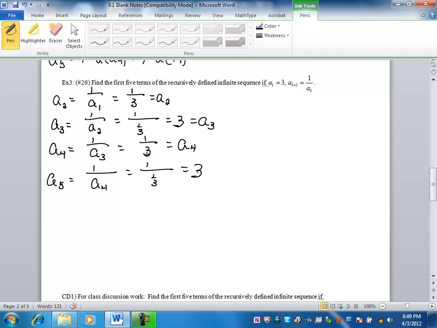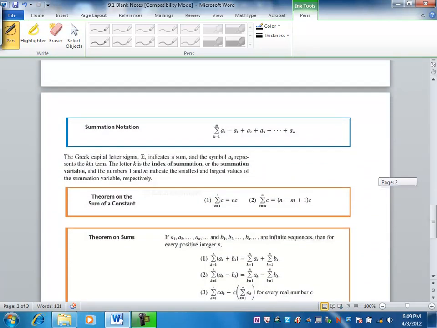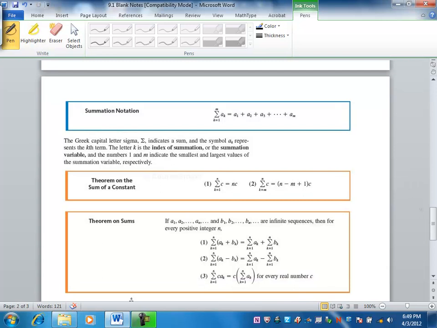Now, we have some theorems here that help us out with some results. First of all, let's introduce some new notation for you. This guy right here is the Greek letter sigma, and this indicates a sum, and a sub k represents the kth term. K is what we call the index of summation, or the summation variable, and the numbers 1 and m indicate the smallest and largest values that k will take on. You see here we add a sub 1 plus a sub 2 plus a sub 3 plus a sub 4 all the way up to a sub m.